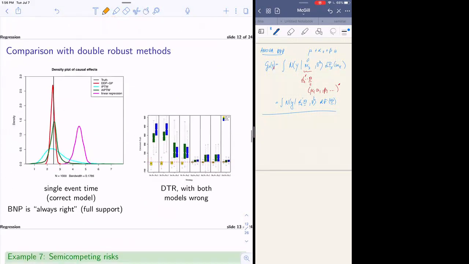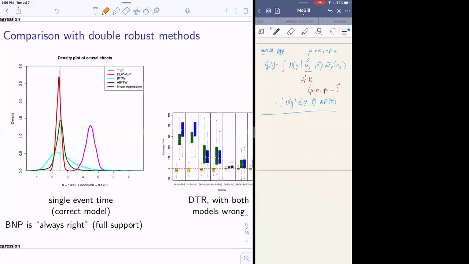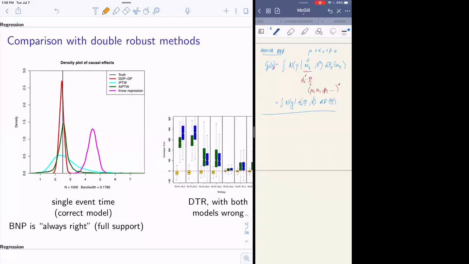And I can't resist showing you this comparison. This is a little simulation study, to show the use of BNP to adjust for lack of randomization. It's a simulation study where we had biased randomization, and the left panel is a simple one. We just had treatment or control, and there was a simulation truth for the treatment effect.